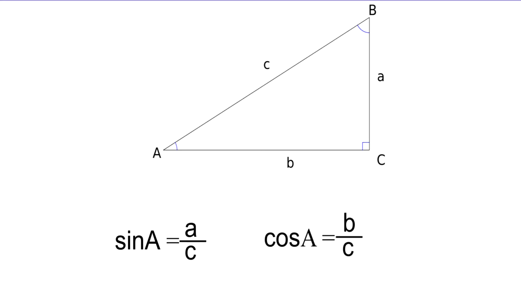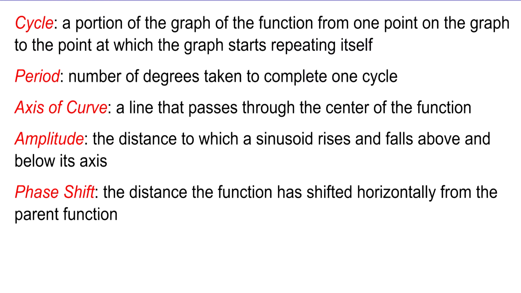Now that we've got the basics of cosine and sine equations down, we can move on to the key terms of cosine and sine functions. So first we have the cycle, a portion of the graph of the function from one point on the graph to the point at which the graph starts repeating itself. A real-life example of this would be someone riding a bicycle. One cycle would be equivalent to one full rotation of the wheel.